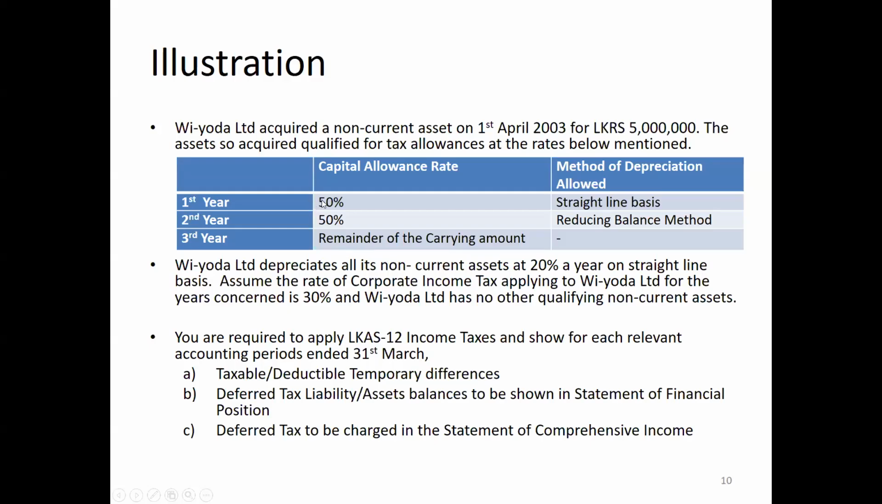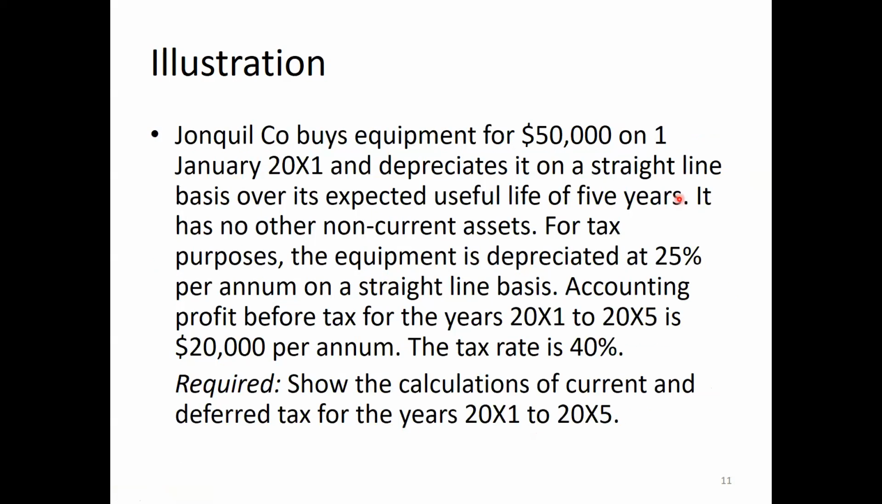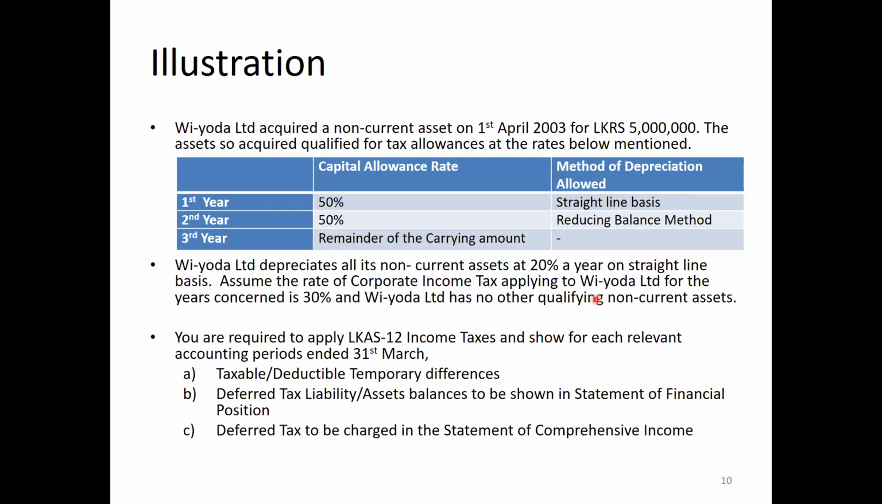It was the example, right? The government allowed the tax allowance at 50% in the first year, 50% reducing balance in the second year, and the balance in the third year. But the company depreciates the asset at 20% per annum. The corporate tax rate was 30%, and the cost of the machine, the asset, was 5 million.